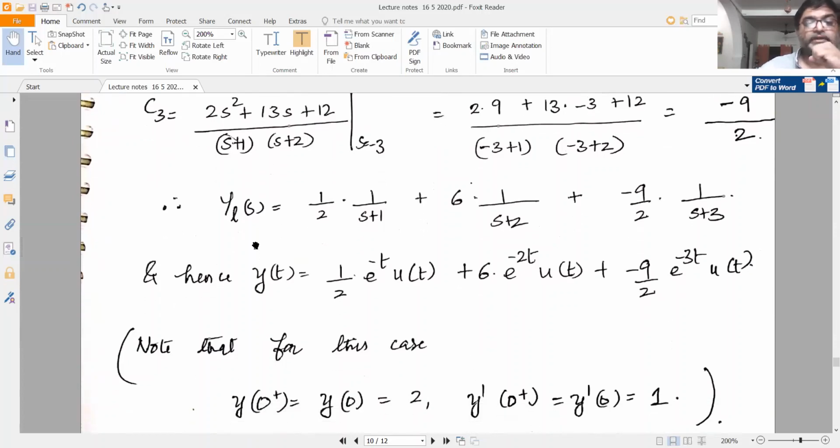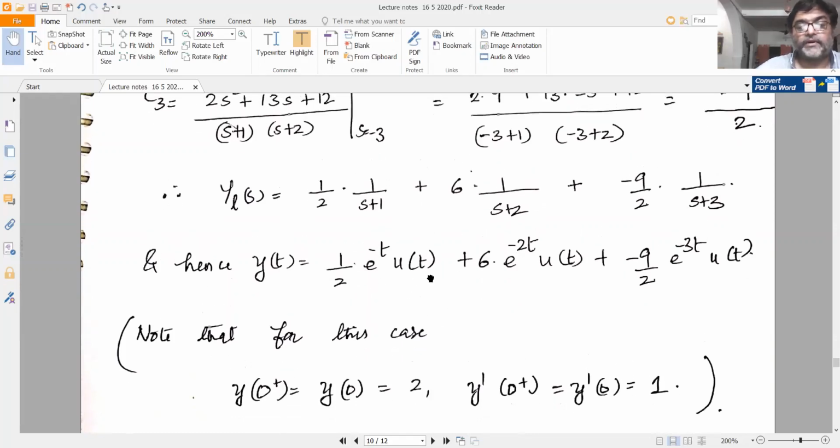And therefore we can write y of t as the inverse unilateral Laplace transform for this equation. So y of t is equal to 1 by 2 into e raised to minus t into u of t plus 6 e raised to minus 2t into u of t plus minus 9 by 2 e raised to minus 3t into u of t.